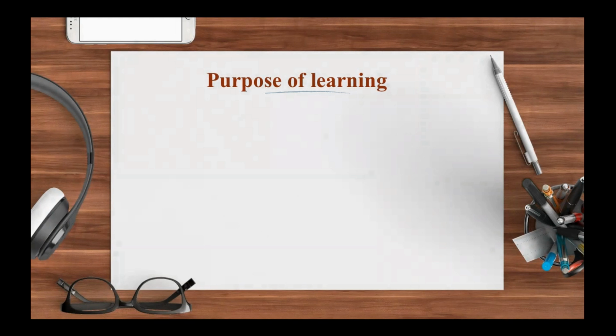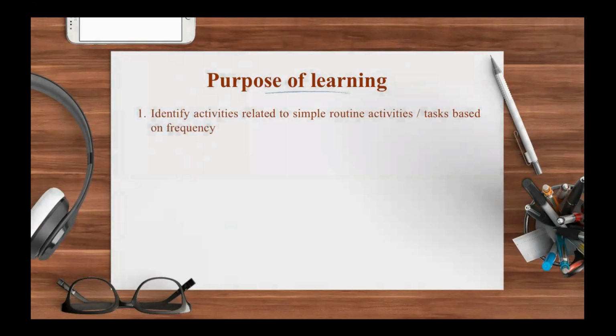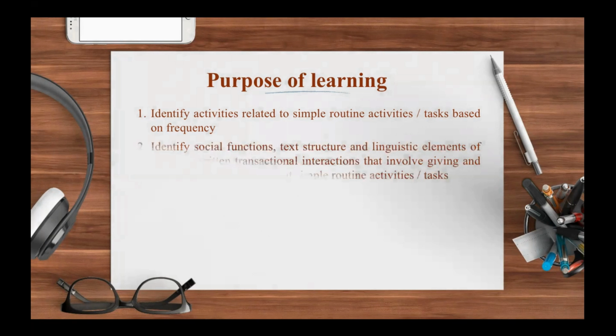After you learn this material, you are expected to be able to, number one, identify activities related to simple routine activities or tasks based on frequency. And then number two, identify social functions, text structure, and linguistic elements of oral and written transactional interaction that involve giving and asking for information about simple routine activities or tasks.